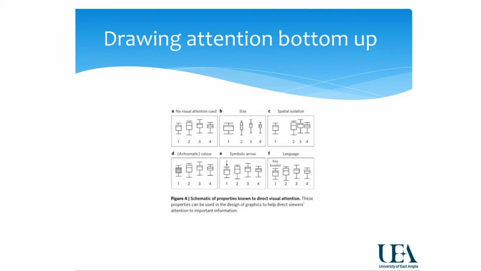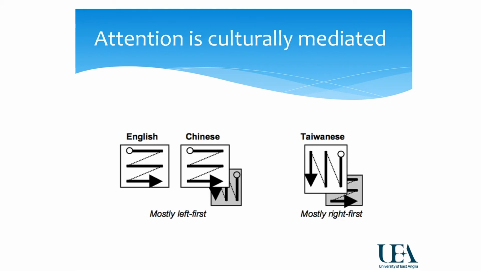In E, an arrow is used to draw attention first to the box plot of interest. And in F, language is used, which also, like an arrow, draws attention to the box plot of most interest.